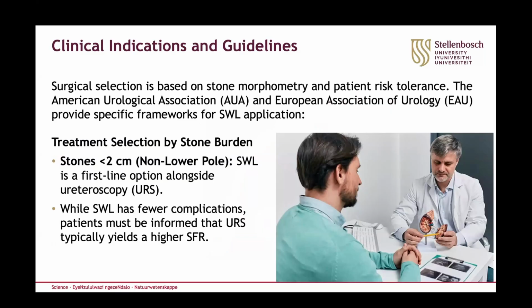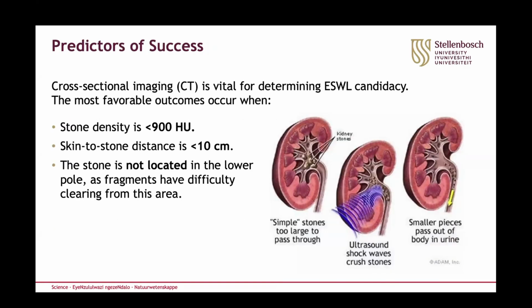Clinical indications. The EAU, as well as the American Urological Association, tends to look at the treatment selection based on stone burden. For stones less than 2 centimeters that are not in the lower pole, shockwave lithotripsy should be the first line alongside URS. While there are less complications with shockwave lithotripsy, patients must be informed that URS typically yields higher stone-free rates.